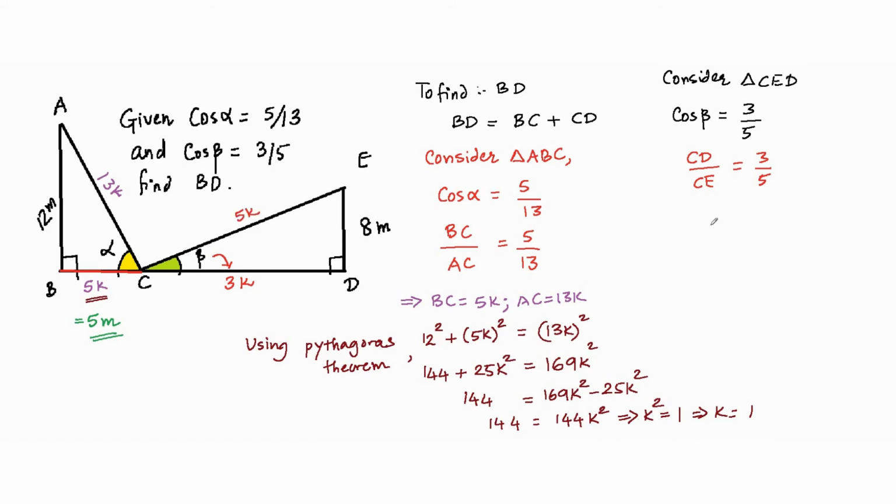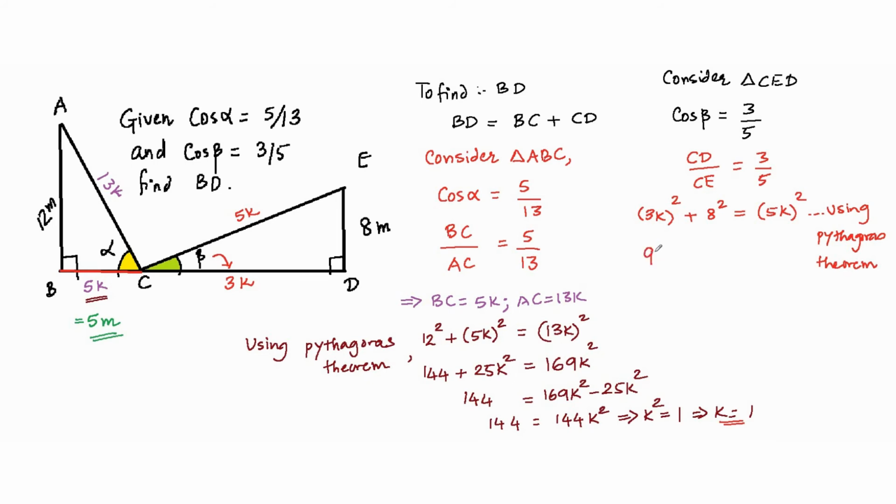I can apply Pythagoras theorem now. So I get 3k the whole square plus 8 square is equal to 5k the whole square using Pythagoras theorem. Now again, you could have used a different variable altogether because we have already used k. So you could have used m, n, r, s or any other variable. But because we already have found the value of BC, this k is of no relevance now. That is why I have used it again here.